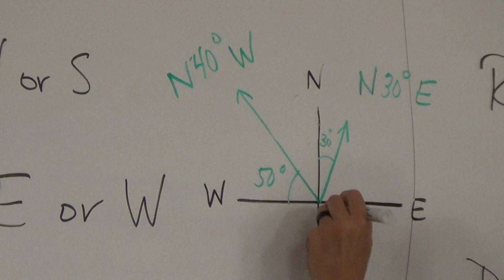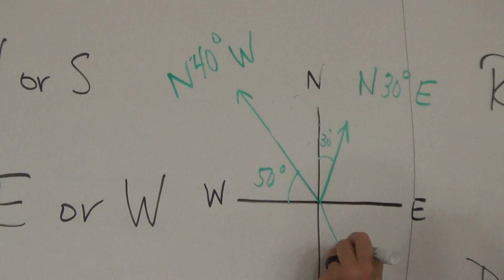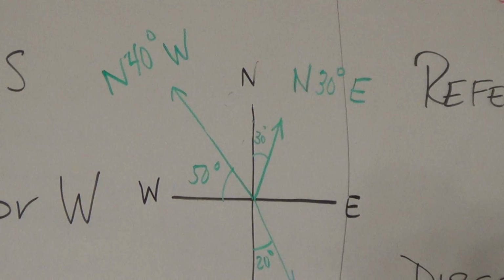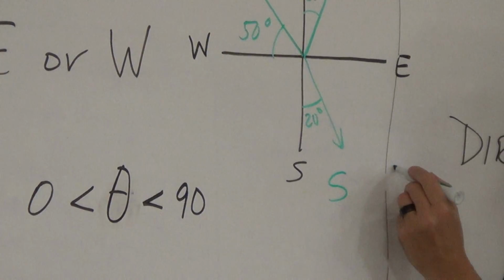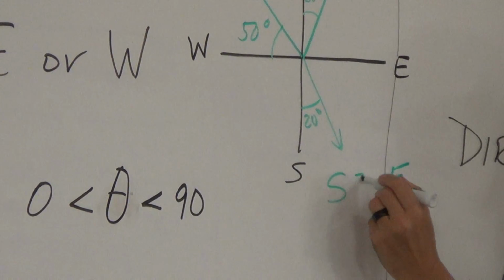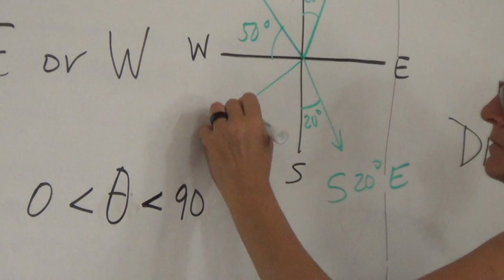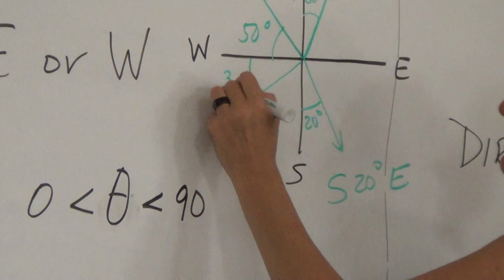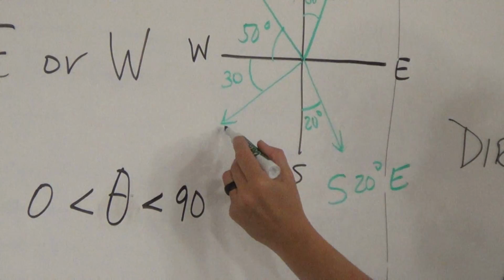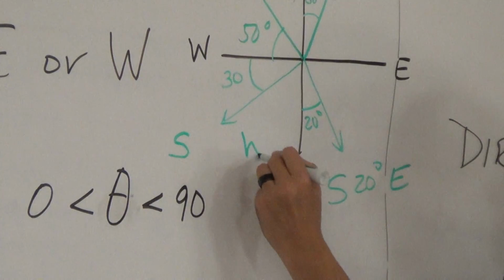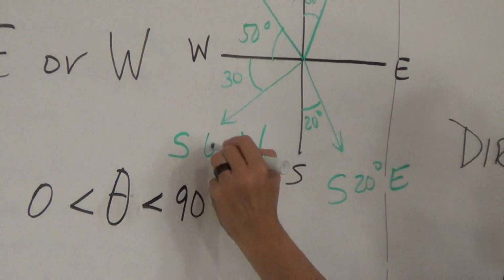So let's try this. The bearing: north or south? East or west? How many degrees? 20. How about this one: north or south? East or west? How many degrees? 60.